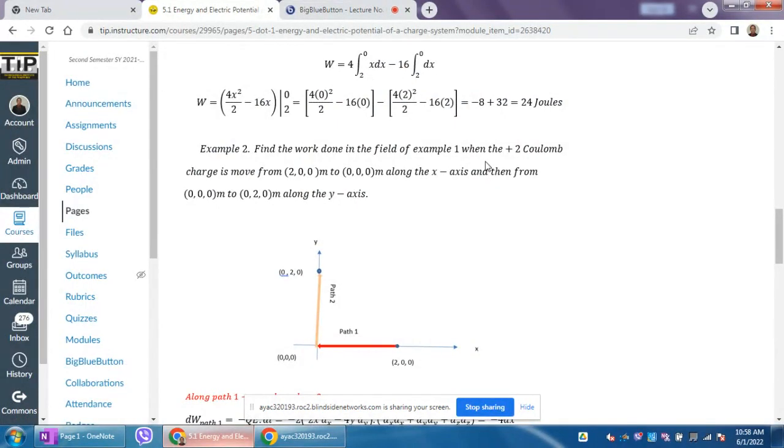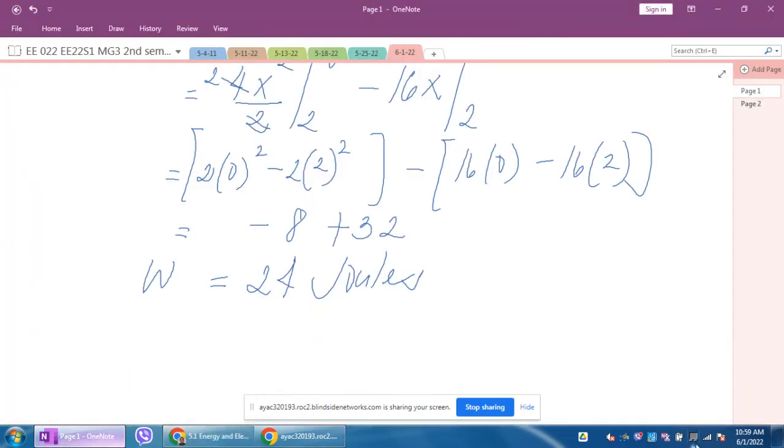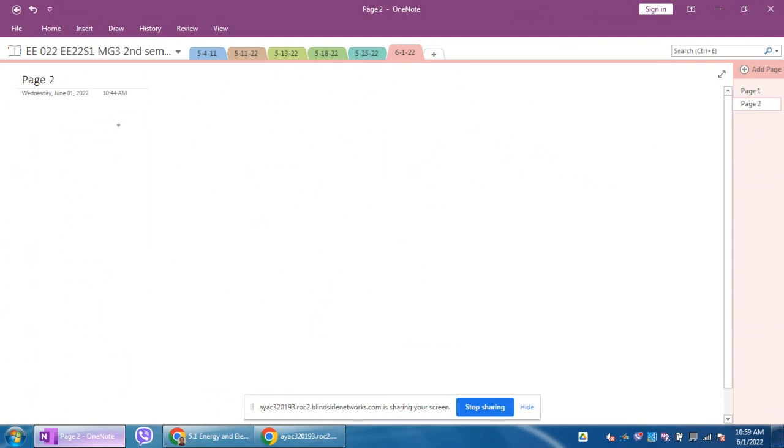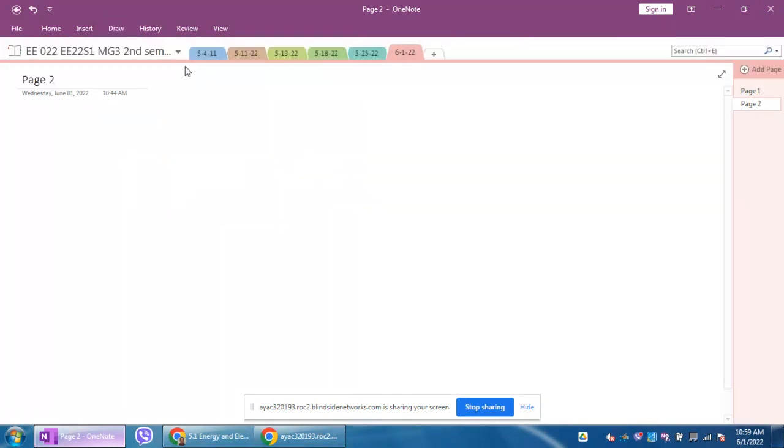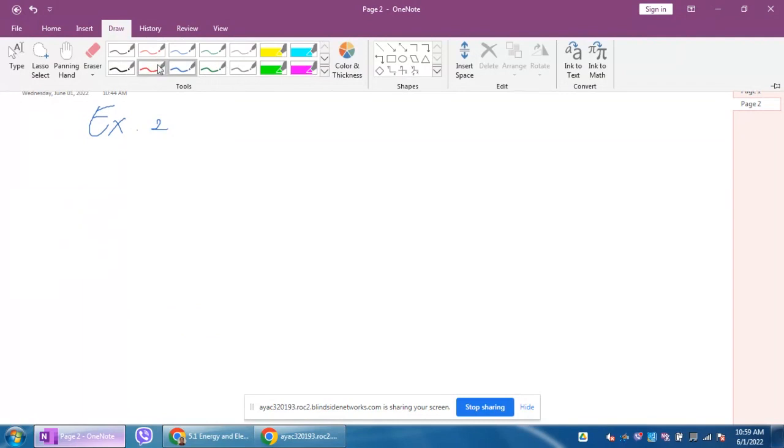Okay, sige. Now, yung next example po, we have here, find the work done in the field of example number 1 when the positive 2 coulomb charge is moved. So, ibang daan yung example number 2. From 200 papunta sa origin, tapos from origin papunta dun sa taas. Pero, same yung problem. No? Balikan natin ulit yan. So, example number 2, pareho pa rin po yung problem, pero iba yung dadaanan natin. Ibang path ang dadaanan natin. Example number 2, same yung problem. Ito pa rin po.